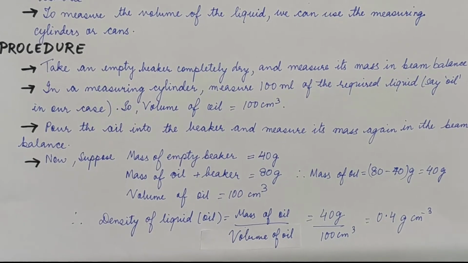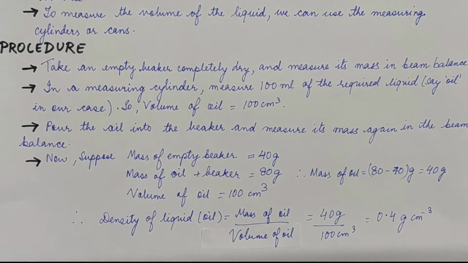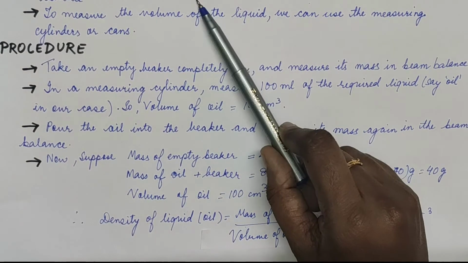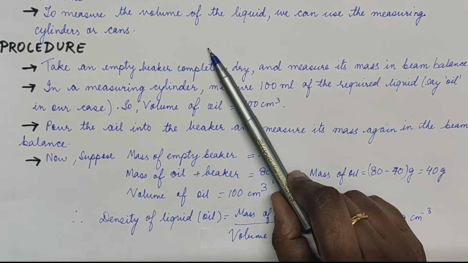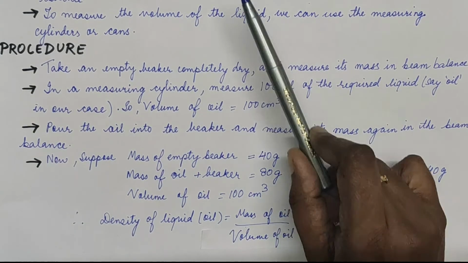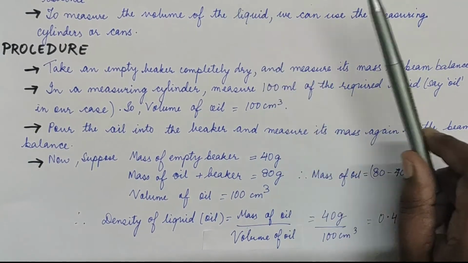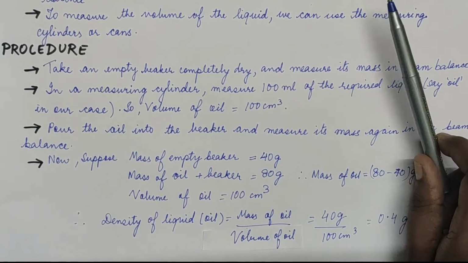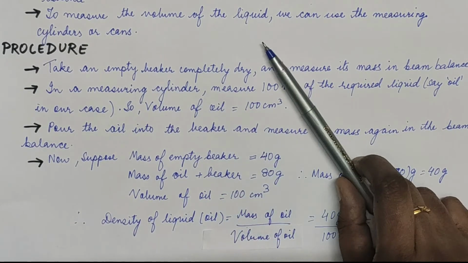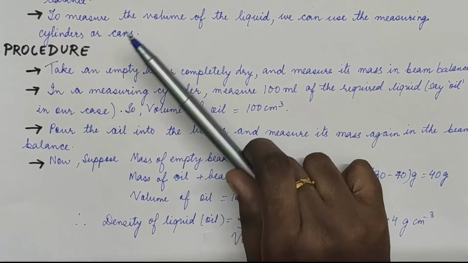If you remember, we have discussed density in the last module. Now I am going to tell you about the density of liquids. How do we measure the density of a liquid? We always need to know two things to calculate the density of any substance: the mass of the liquid and the volume of the liquid. Generally, we measure the liquid's mass using the beam balance or the physical balance, and we measure the volume of the liquid using measuring cylinders or cans.